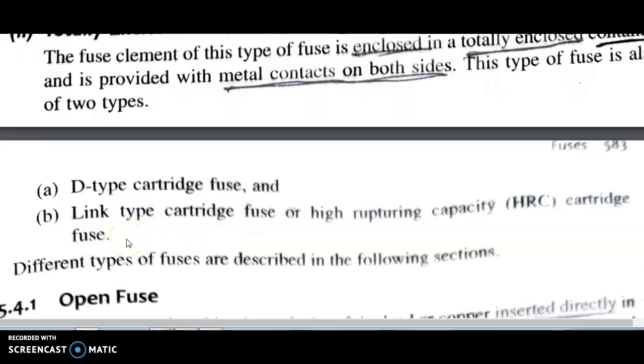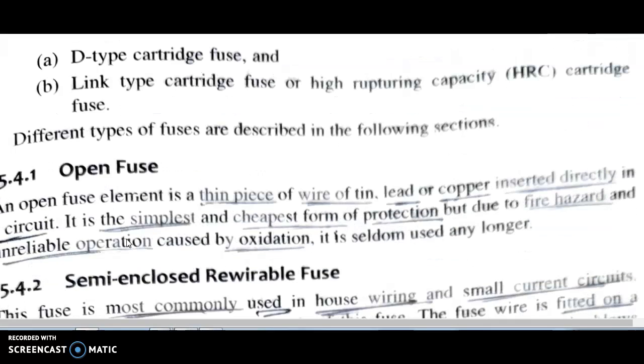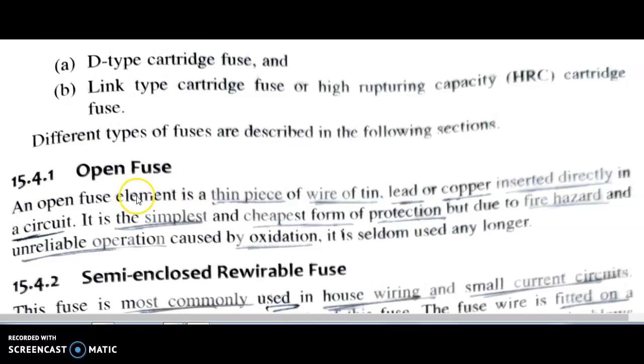Next, the open fuse. It is a thin piece of wire of thin lead or copper inserted directly in a circuit. It is the simplest and cheapest form of protection, but due to the fire hazard and unreliable operation caused by oxidation, it is seldom used any longer. Next is the semi-enclosed rewirable fuse.